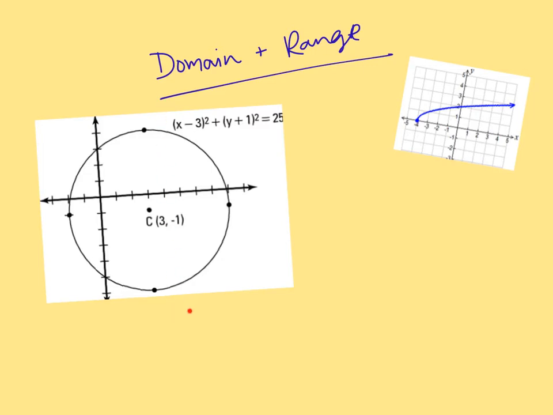Any vertical line that I draw can only hit a function once. In this case, this vertical line here hits more than once. It hits our graph more than once. So anyway, this is a circle. It's not a function, but that doesn't mean it doesn't still have a domain and range.